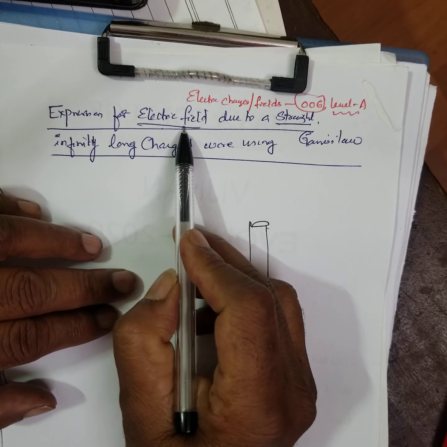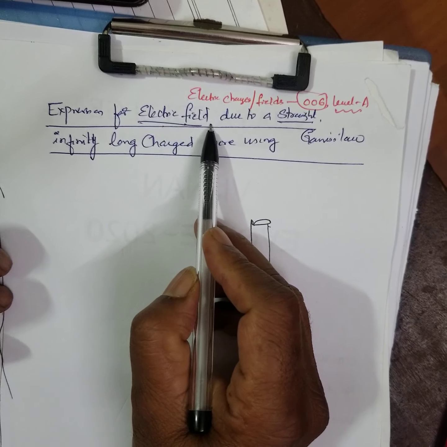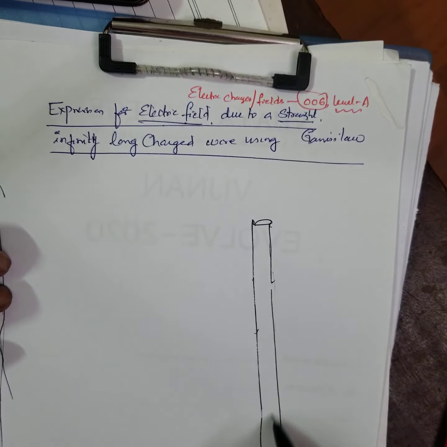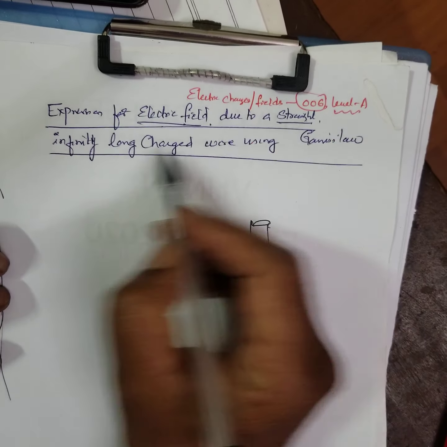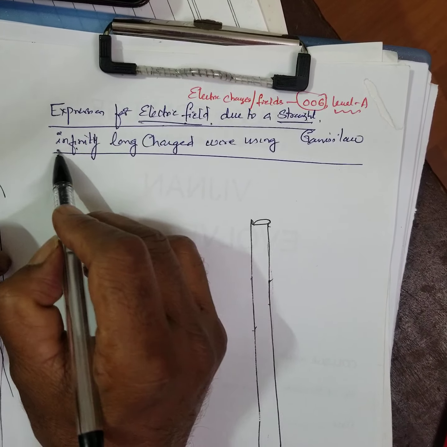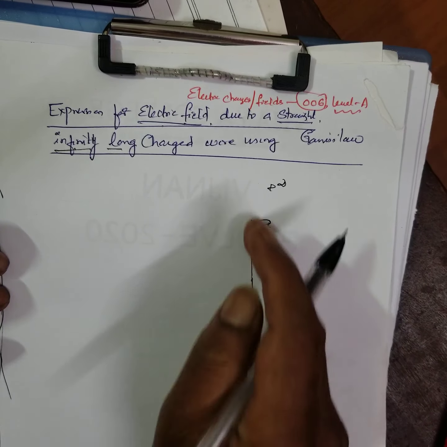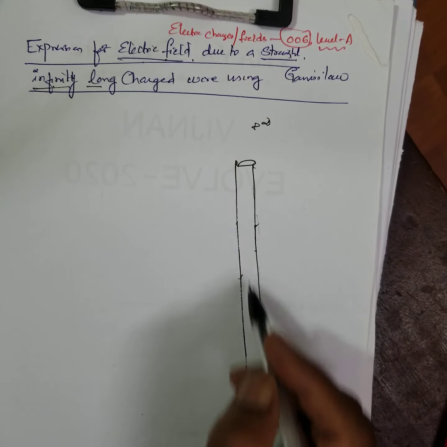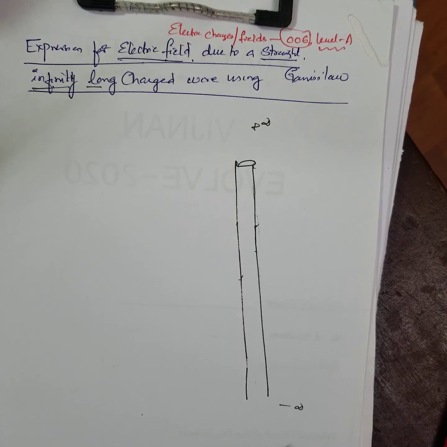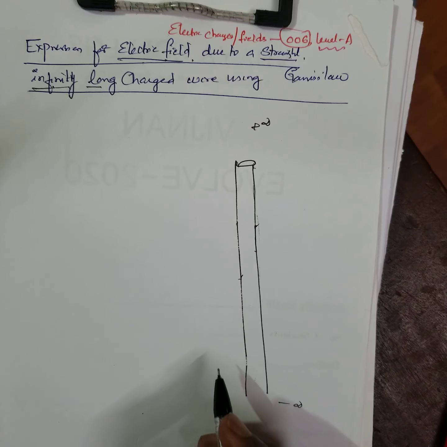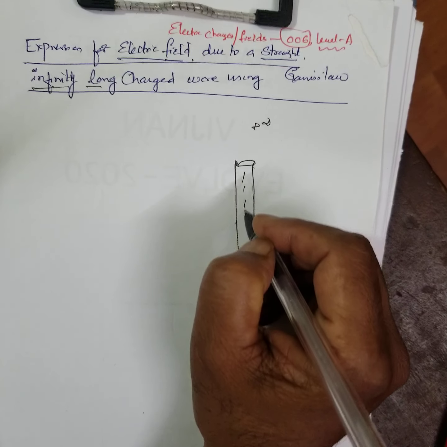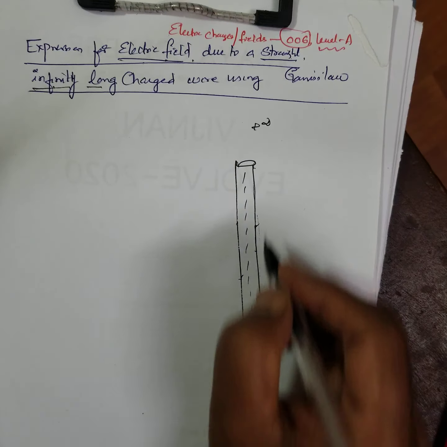An expression for the electric field due to a straight conductor. This is a straight conductor, infinitely long, from plus infinity to minus infinity, using Gauss theorem.